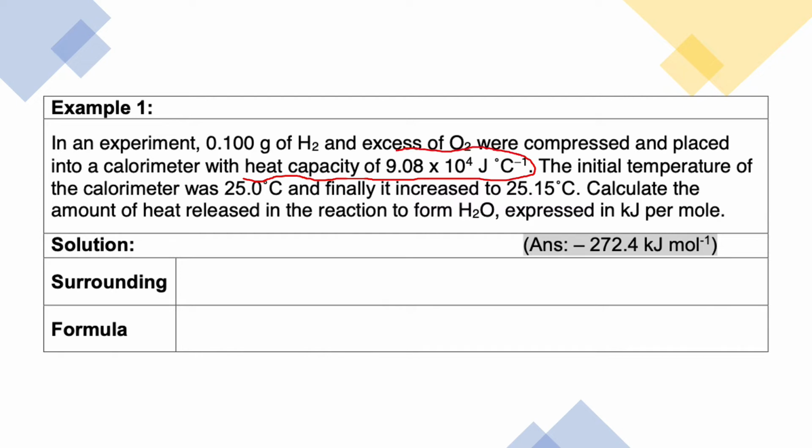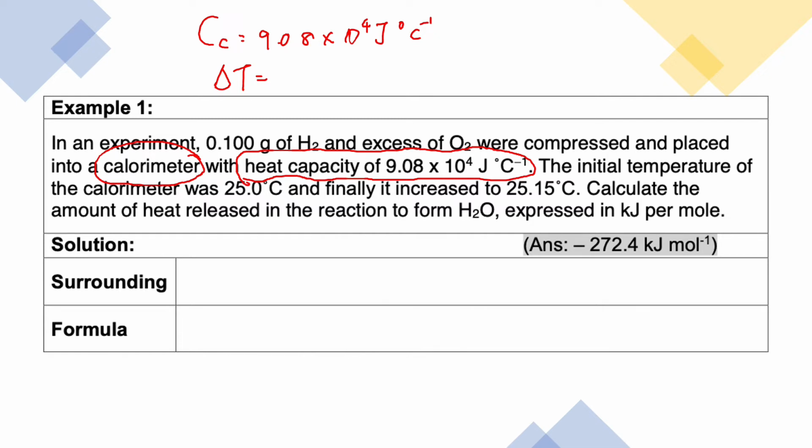Okay, you are given heat capacity, and the heat capacity given to you is the heat capacity of the calorimeter. So heat capacity, as we know, is a big C, 9.08 × 10^4 joule per Celsius. And you are also given the initial temperature of the calorimeter, which is initially 25 degrees Celsius, and finally it increased to 25.15 degrees Celsius, which means your delta T should be T final minus T initial.